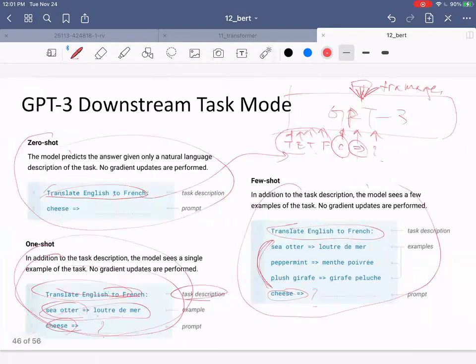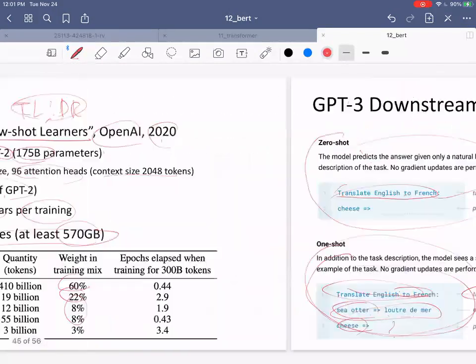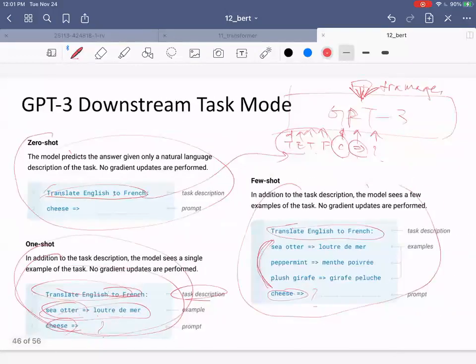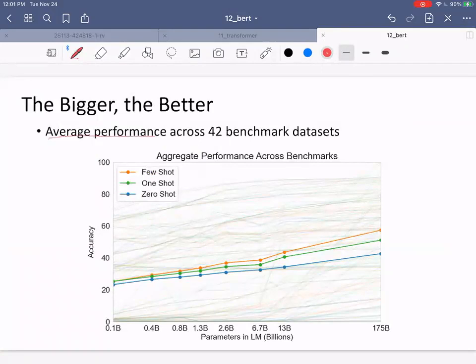All right. So the interesting thing is, they have analyzed this into a few scenarios: zero shot, one shot, and few shot. And you can see how large the model has become and what their conclusion is, based on average performance across 42 benchmark data sets. As they increase the size of the model from 0.1 billion to 175 billion, the few shot, one shot, zero shot test performance keeps rising and rising and rising. So there is no limit. They don't exactly know the limit, because at the time of 175 billion parameters, it was still underfitting. The language model objective was still underfitting. So there is more room to learn.